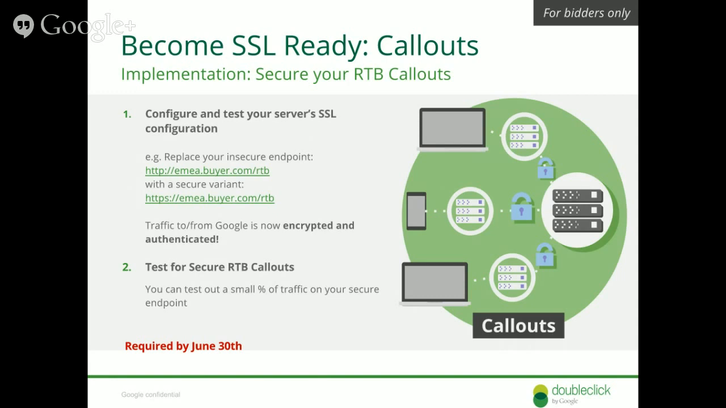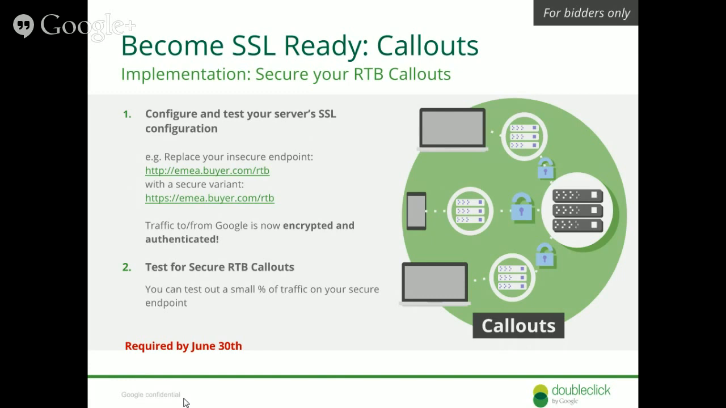You can actually test the secure bidder endpoint with a small percentage of traffic while you're simultaneously receiving the rest of your traffic on your non-secure bidder endpoint. So you can run both at the same time while you're trying to ensure that everything with the secure bidder endpoint is working correctly. And your AdX rep can also work with you to ensure that the transition, the migration between the non-secure and secure bidder endpoint is going smoothly. And that migration or that transition can happen either as slowly or as quickly as you want, as long as it happens by June 30th.